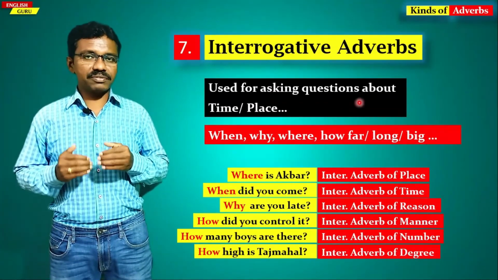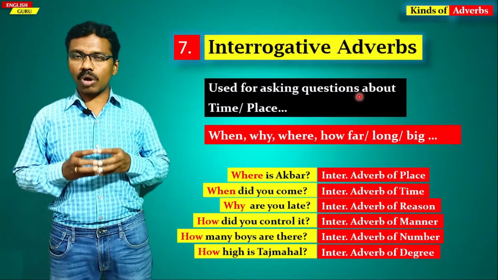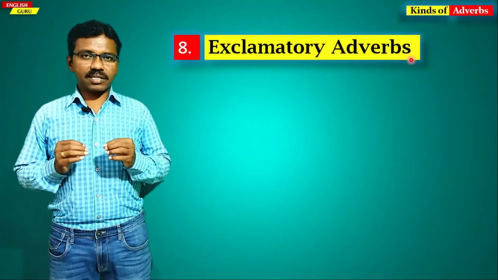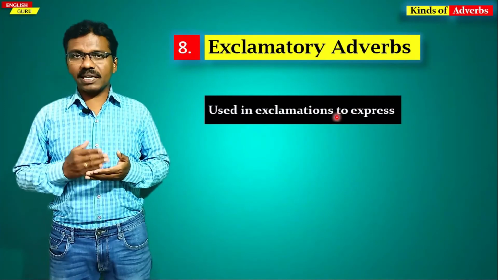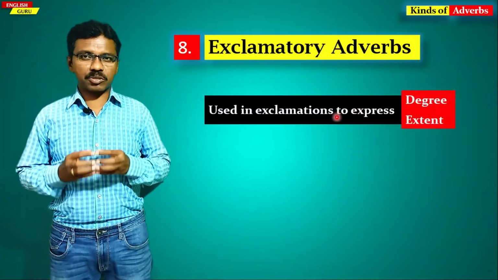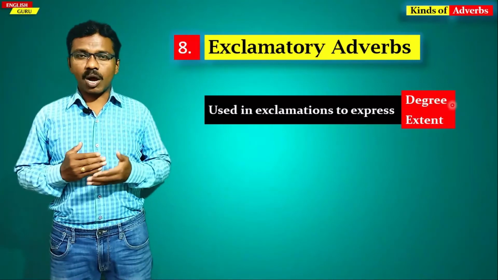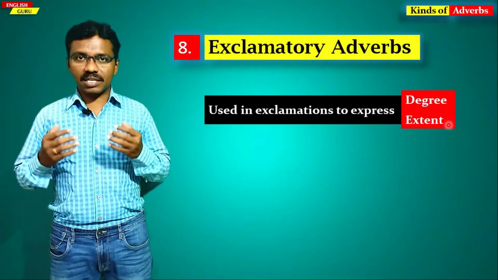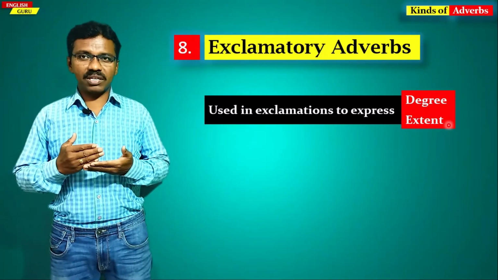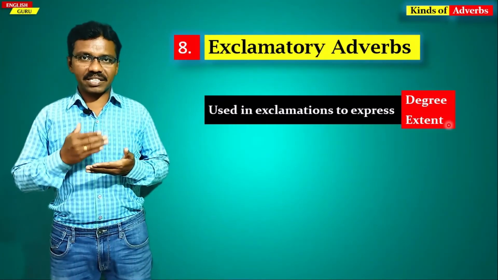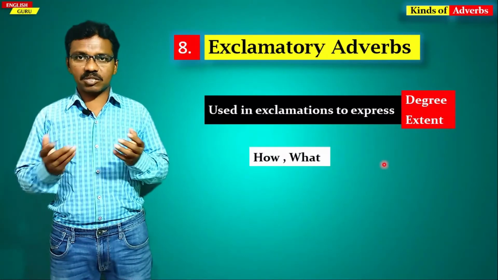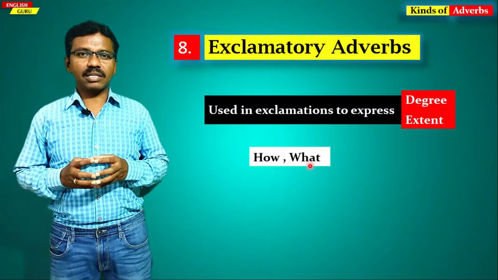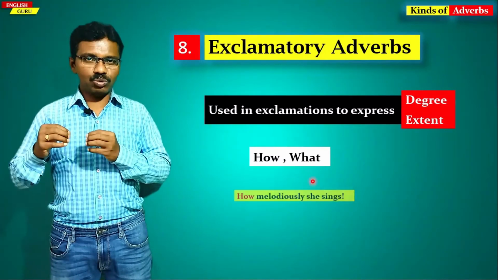So interrogative adverbs are used to ask questions in a sentence. Eighth one is exclamatory adverbs. Exclamatory adverbs are used to express how far, how extent something is expressed. Some sudden feeling is expressed. Up to what level, up to what degree, up to what extent that sudden feeling is expressed. And we use two words to express sudden feelings here. They are how and what.